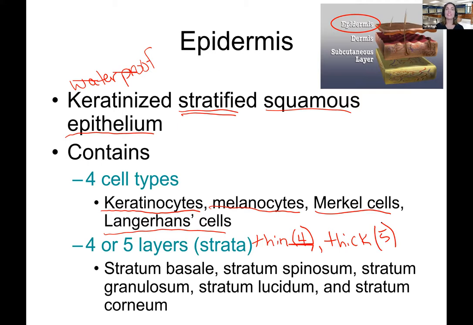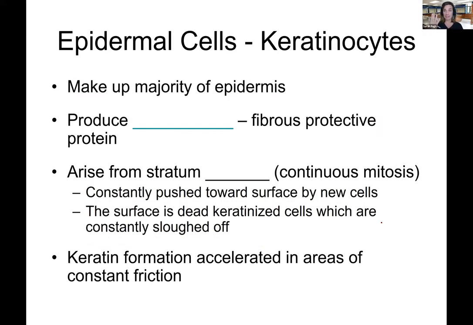So we're going to start with our cell types. We have 4 kinds of cells. The first one, keratinocytes, actually are the majority of your epidermis. I'm going to start with this because you're going to see a question about it on your exam this week. What is the main type of cell found in the epidermis? It's keratinocytes. If we think about the name, we know cyte means cell. These are cells that make keratin, and keratin is that hard, protective, waterproof protein.